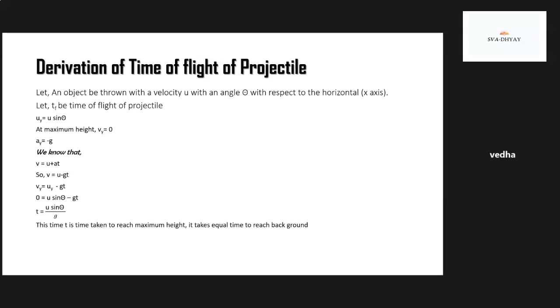This time t is taken to reach the maximum height, so it is only the time of ascent. It takes equal time to reach back to the ground. So time of flight will be equal to 2 into t, time of ascent plus time of descent. So time of flight is equal to 2u sin theta upon g.